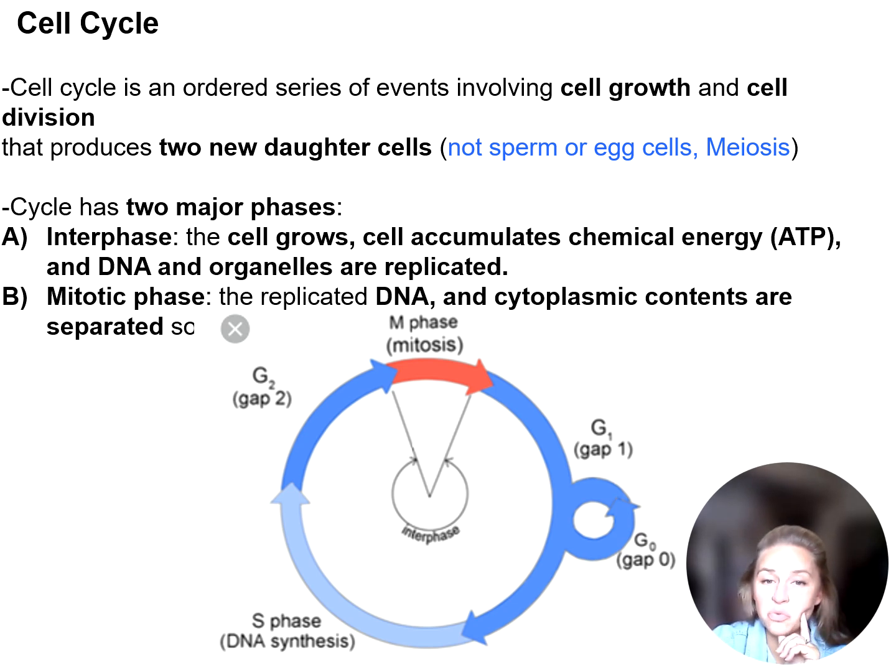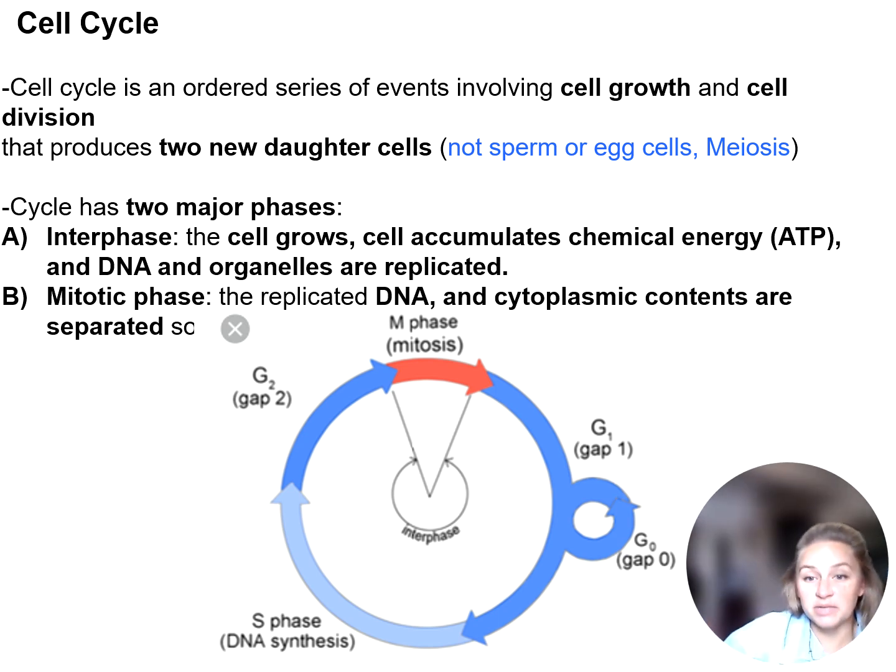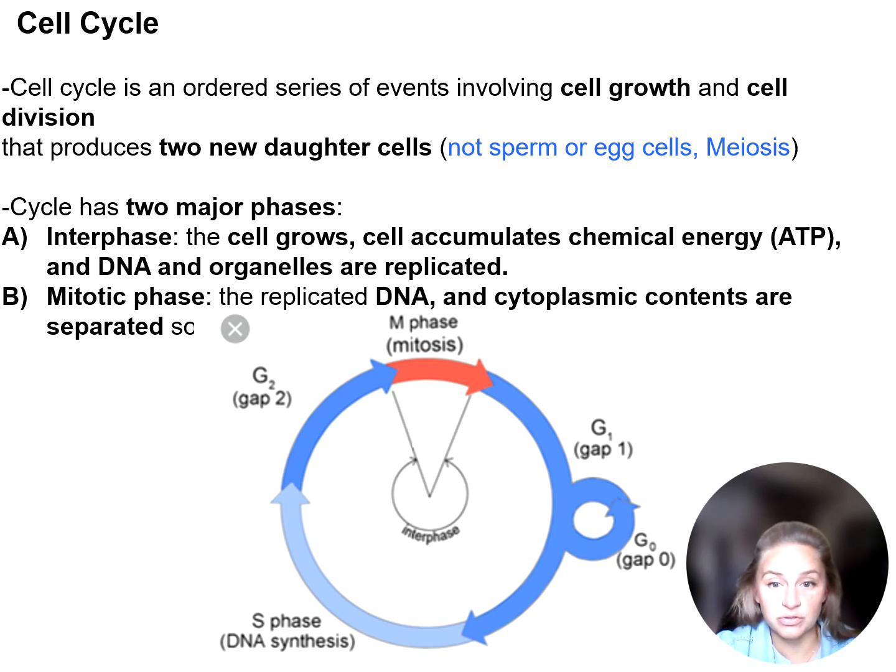It has G1, where G stands for growth, so growth 1. If the cell is ready to go through the cell cycle, it'll go from G1 to S. If the cell is not ready to replicate and go all the way through the cell cycle, it will go into what's called G0, or gap 0. Sometimes this is called senescence, kind of like the cell is sleeping, like it doesn't want to grow and divide and replicate. But we're just going to pretend we're replicating the cell.